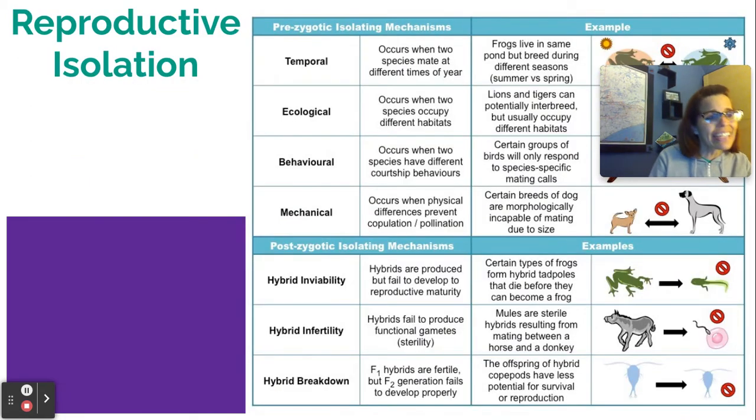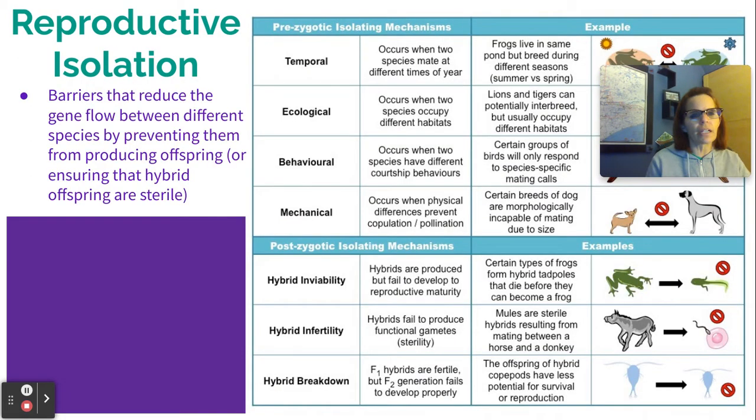And that takes us right into the concept of reproductive isolation. Remember the rule of thumb of what a species is: they can't mate with others. So one species cannot mate with another species, and that's how you determine that they are different species. So what is reproductive isolation? They are barriers that reduce the gene flow between different species by preventing them from producing offspring. Or if they are able to produce offspring, those offspring are not successful. Either they can't reproduce or they don't survive well.